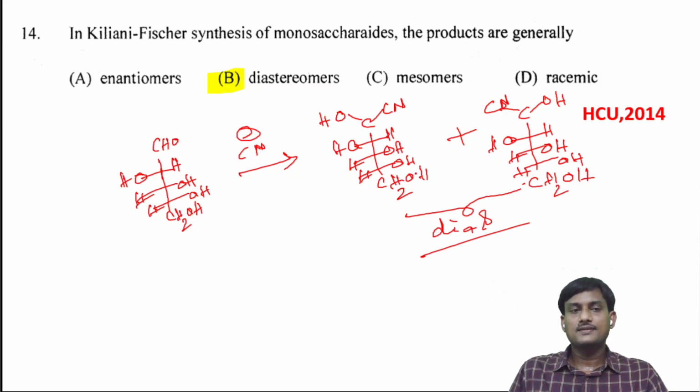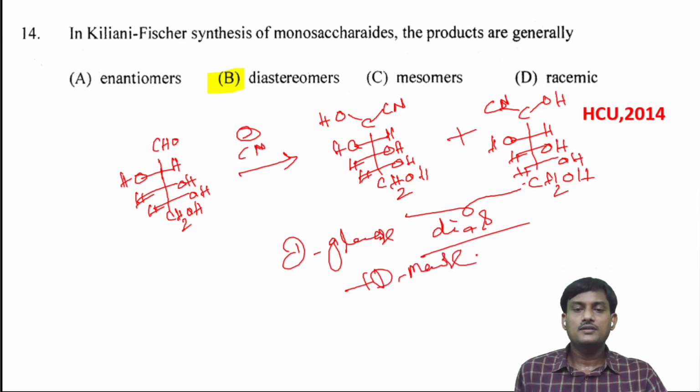After final synthesis, we will get D-glucose and D-mannose. These two are diastereomers. So what is the relation? The monosaccharides which are produced in Kiliani-Fischer synthesis are diastereomers.